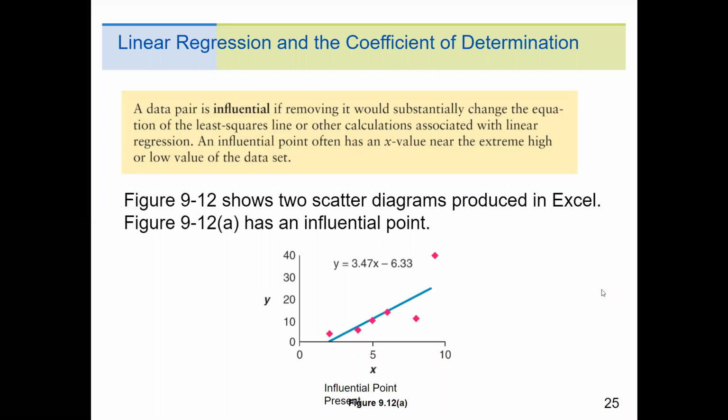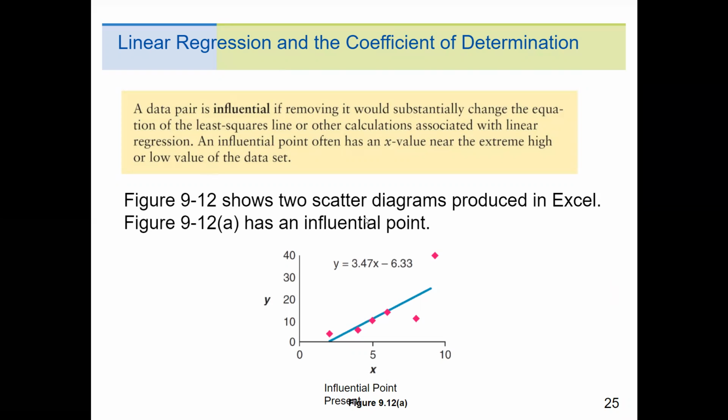A data pair is influential if removing it would substantially change the equation of the least squares line or other calculations associated with linear regression. An influential point has an x value near the extreme high or low of the data set.